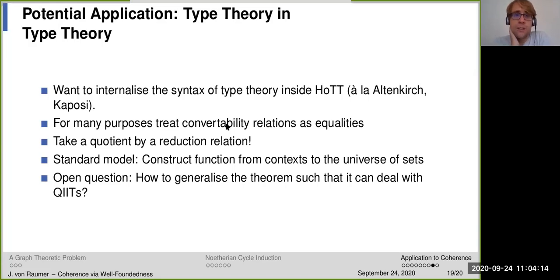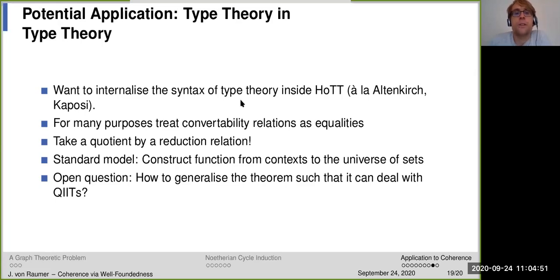And another potential application which we are thinking of is one other very important and very well-known example for reduction relations, namely the syntax of type theory. If you have an internalization of the syntax of type theory inside homotopy type theory, so think of the whole construction of type theory using quotient inductive types, as done by Thorsten Altenkirch and Ambrus Kaposi.